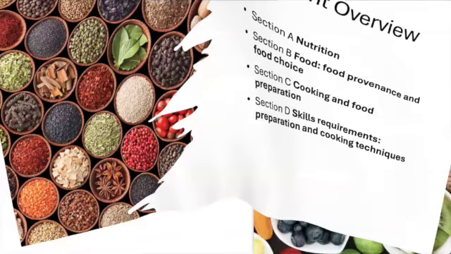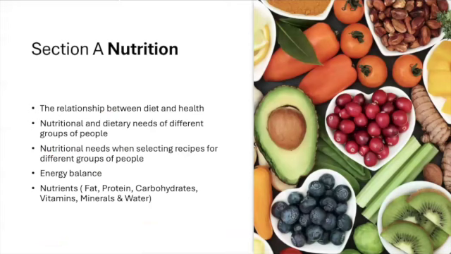So let's go into section 1. In section 1, we have topics like the relationship between diet and health. So you have the topic diet and health, right? Then we have nutritional needs for different groups. Different groups would be like the toddler, the elderly, the teenagers, and the list goes on. Next, you'll have nutritional needs with selected recipes. So you'll get nutritional needs with different recipes for different groups of people.